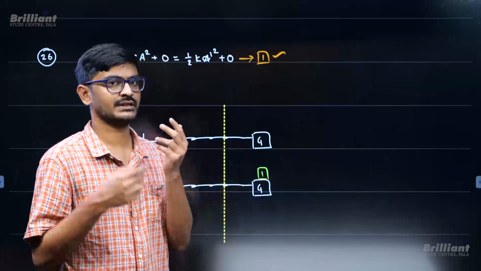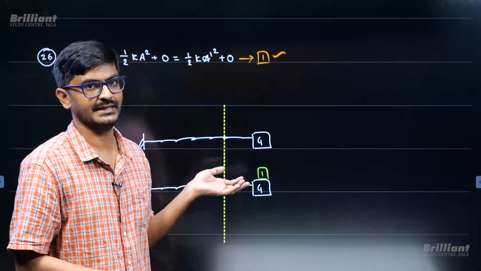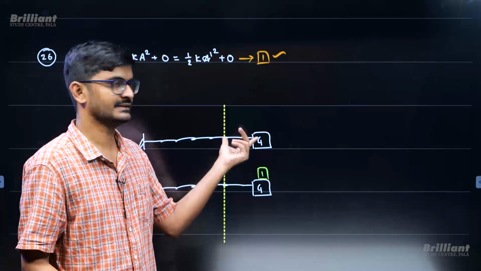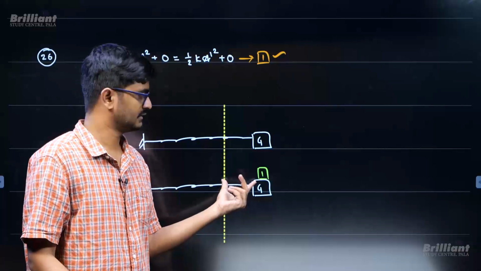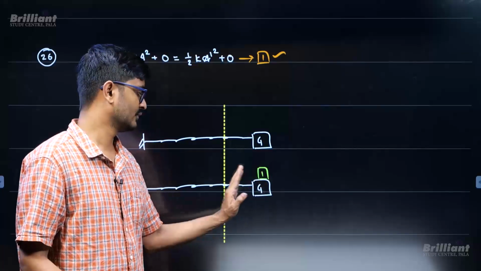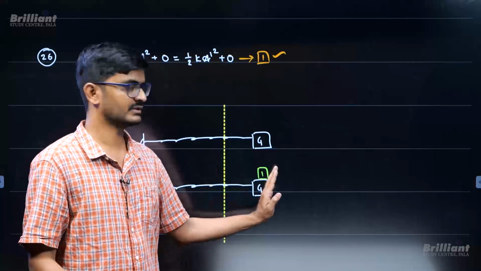Now momentum conservation will happen without change in any energy, right? So what is the energy here? Half k into this amplitude square. What is the energy here? Half k into this distance square. So it will be going to the same distance and it will be coming back to the same distance.